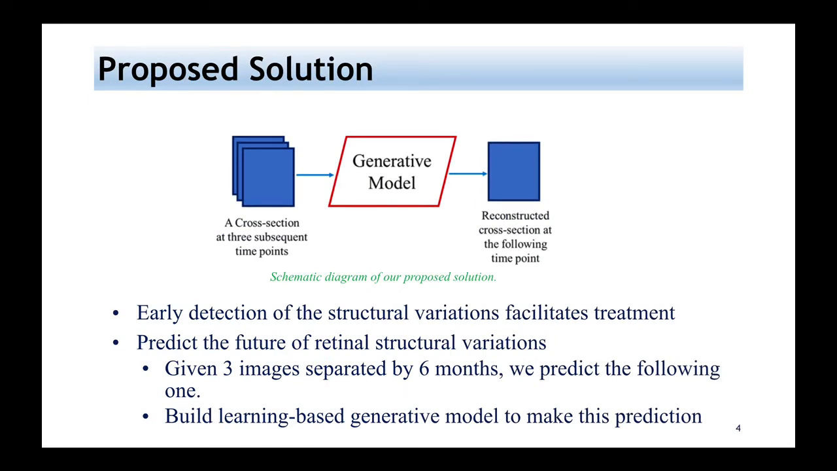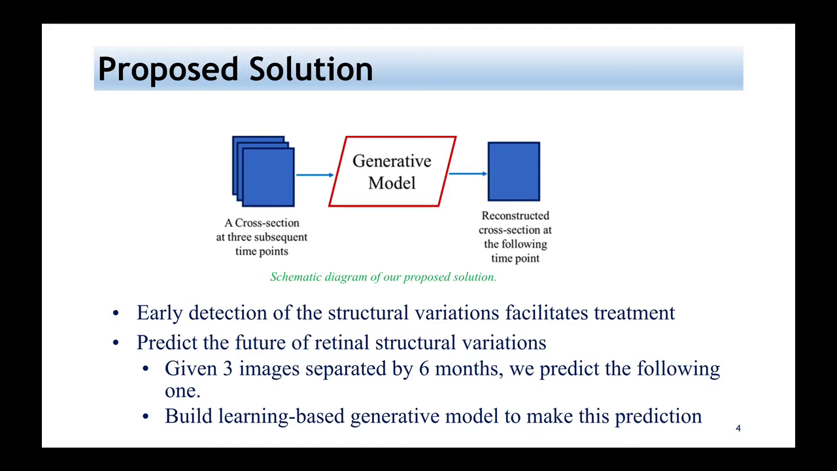Since early detection of structural variations facilitates treatment, we want to predict the progression of glaucoma at an early stage rather than waiting for this progression to happen. To achieve this, in our project, we use a learning-based generative model to predict this future retina structural variation.